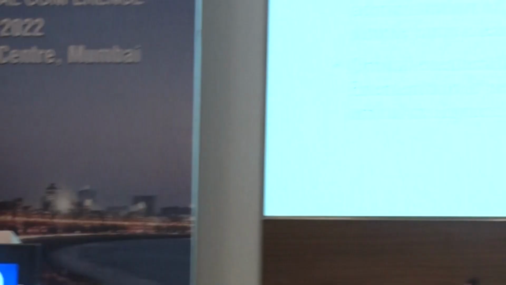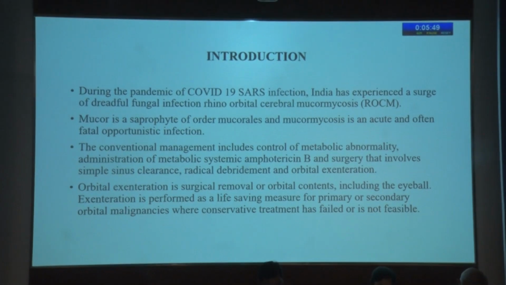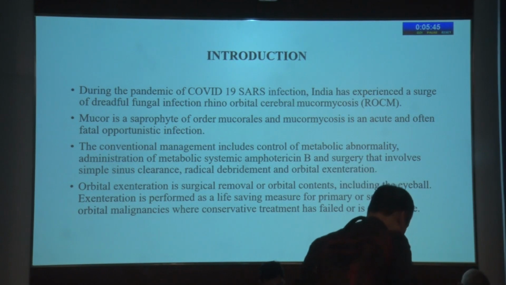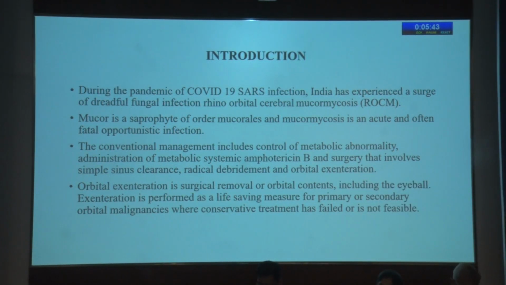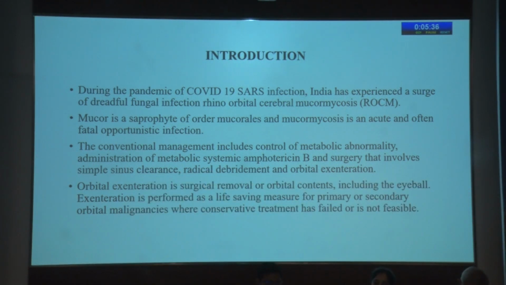During the pandemic of COVID-19 SARS infection, India has experienced a surge of dreadful fungal infection, rhino-orbital cerebral mucormycosis. Mucor is a saprophyte of order Mucorales, and mucormycosis is an acute and often fatal opportunistic infection. The conventional management includes control of the metabolic abnormality, administration of systemic amphotericin B, and surgery that involves simple sinus clearance, radical debridement, and orbital exenteration.